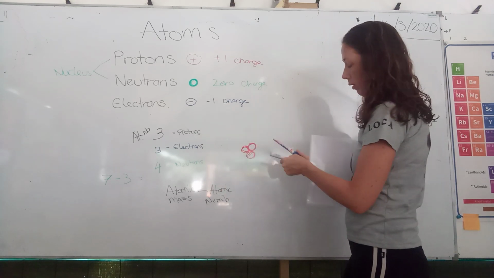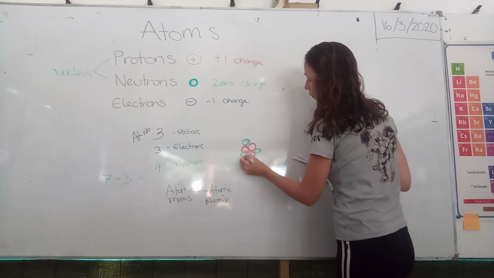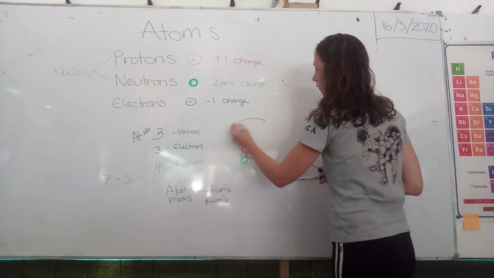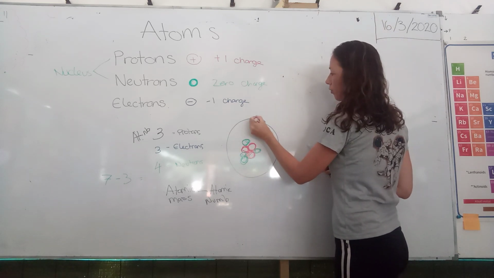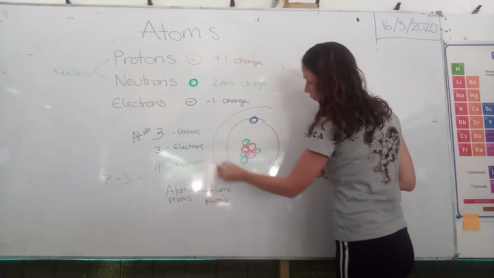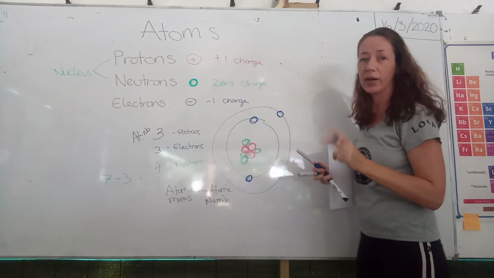So we'll draw him. He's going to have 4 neutrons here. 1, 2, 3, 4. And then he's going to have a little valence shell around here. In here he's going to have 2 electrons. He's actually going to have another shell, but we'll talk about that later, guys, okay? Here you go. So he's got 3 electrons.